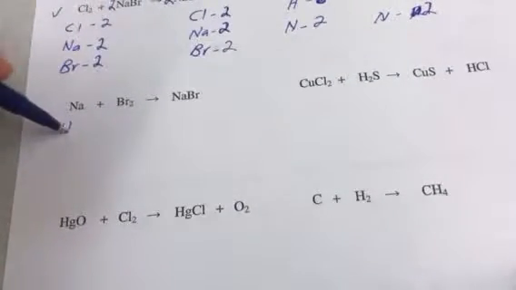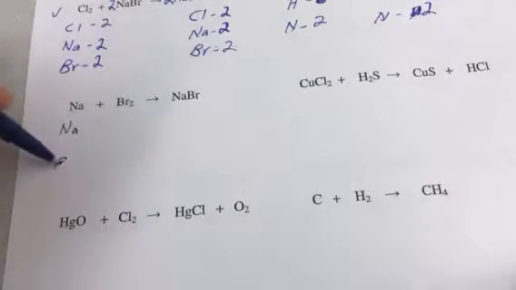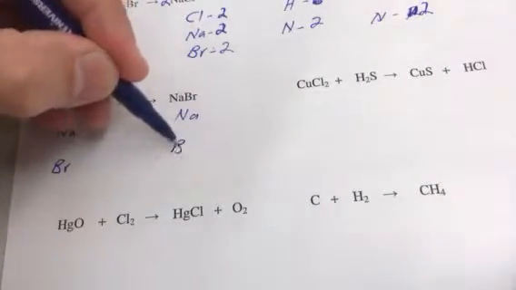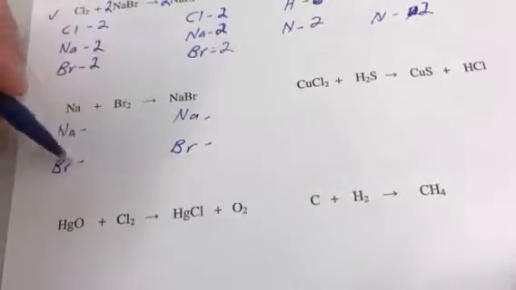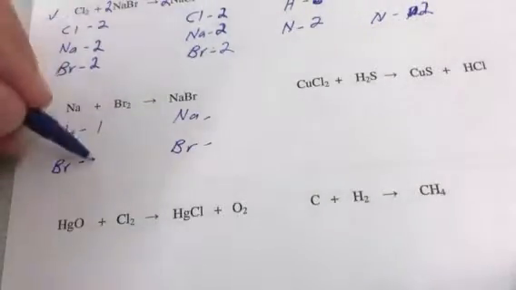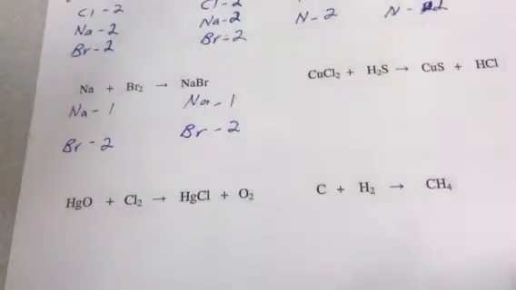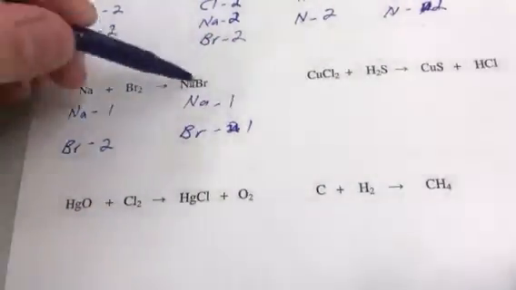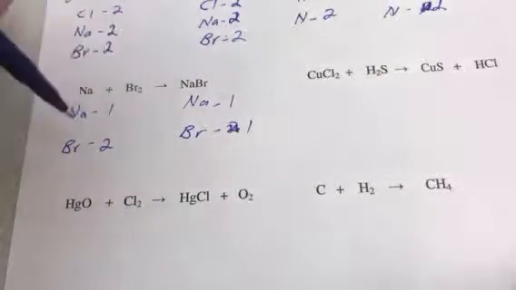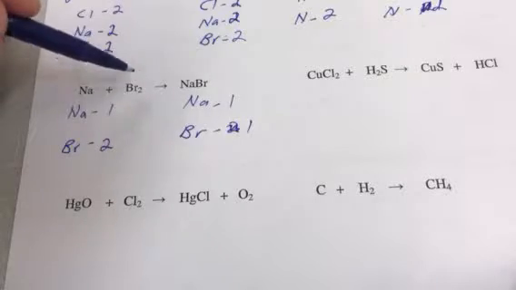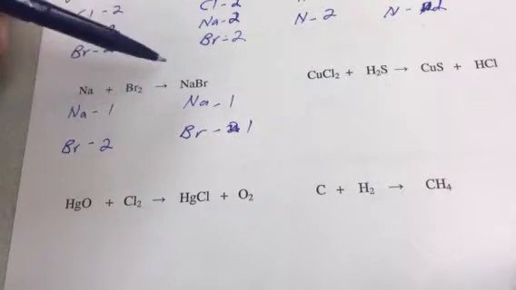We have sodium and we have bromine, sodium and bromine. Sodium I have 1, bromine I have 2, sodium I have 1, bromine I have 1. Sorry, I'm messing up. There's only 1 bromine there. So sodiums are good, bromines are not good. So what could I do to my bromines? I have 2 over here and 1 over here.